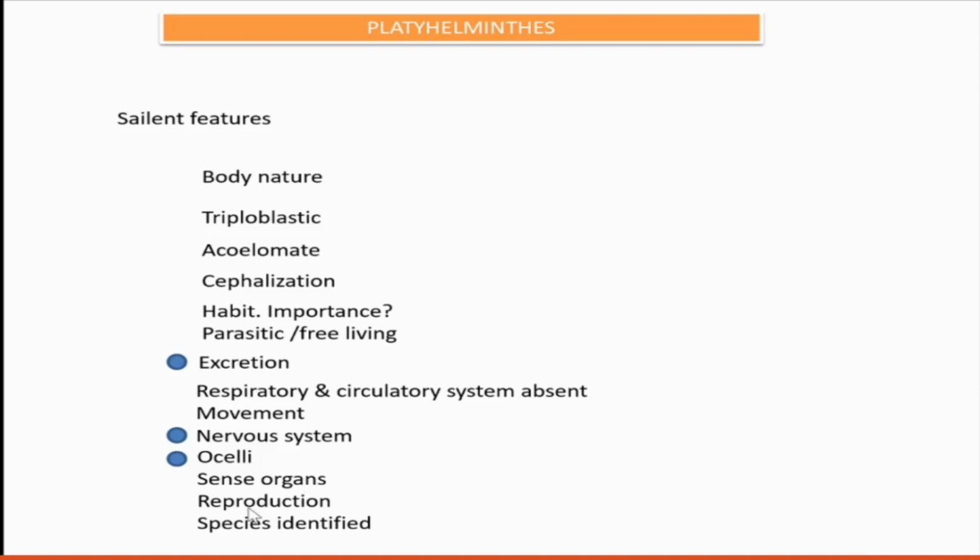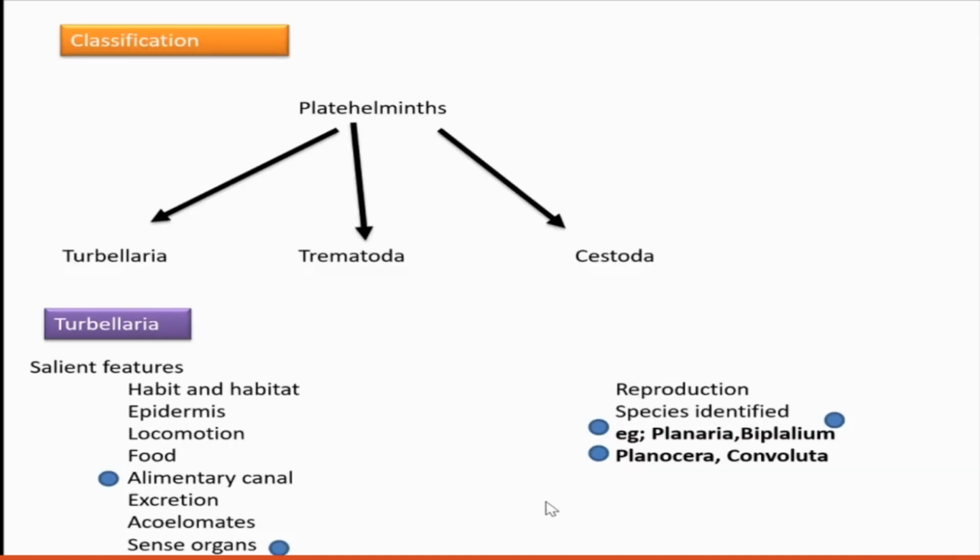Then their reproduction happens both sexually and asexually. Asexually, most probably by budding. Around 20,000 species have been identified so far. So next we are going to see the classification.